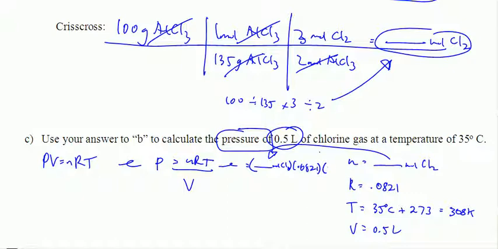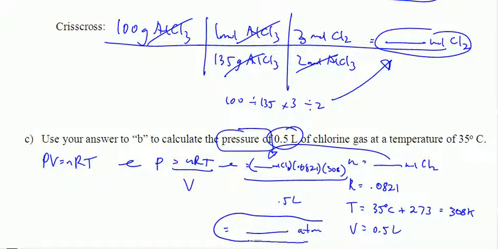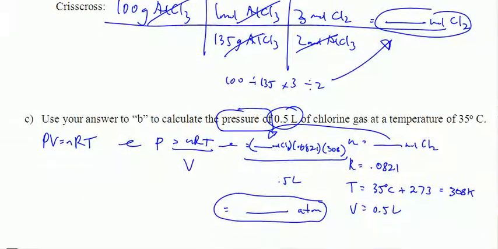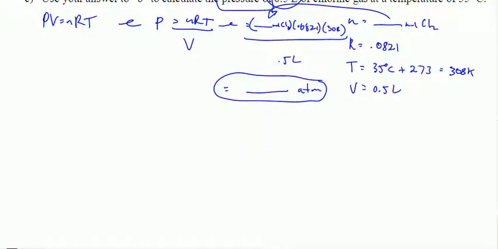But you're going to need to do the calculation. Multiply by the temperature divided by 0.5 liters. So the numerator, you're going to have the moles, n, multiplied by the 0.0821, R, multiplied by T, which is 308 Kelvin, divided by 0.5. You're going to get some number in atmospheres. Not a big deal at all.